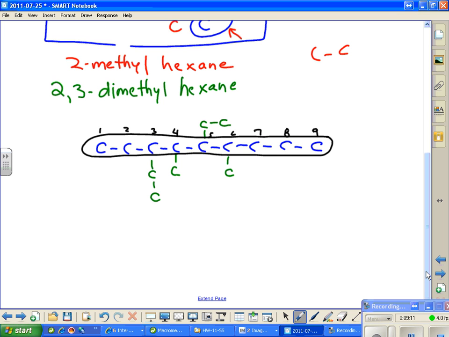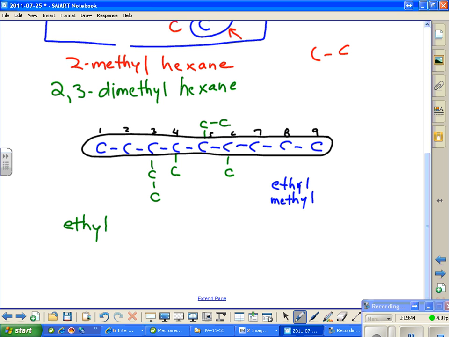What are the substituents? Ethyl, and we also have a methyl, or 2 methyls. Ethyls and methyls. Let's name them. Who do we do first? Ethyl or methyl? Ethyl. Okay. Let's start out with ethyl.